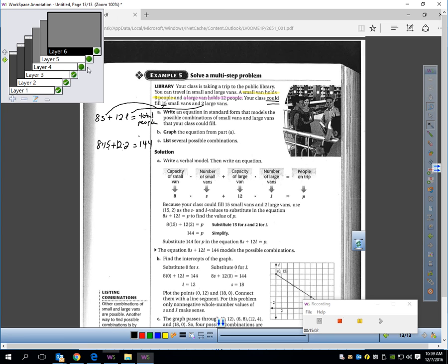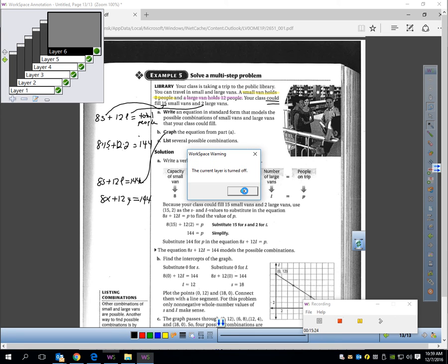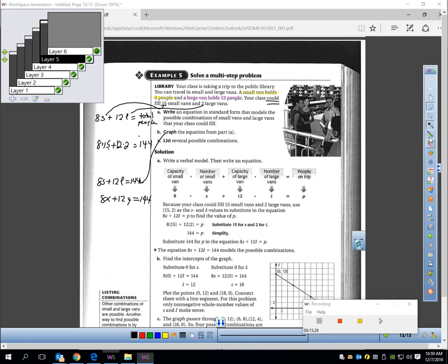Now, do you notice, they tell me my class can fill 15 small vans and 2 large vans. So if I put a 15 in for S and a 2 in for large van, that's 144 people. Okay, so there must have been 144 people in the class. They want me to graph the situation. I'm going to get my layer on here. So if there's 144 people in the class and 8 people fit in a small van and 12 in a large, they want me to graph that equation.